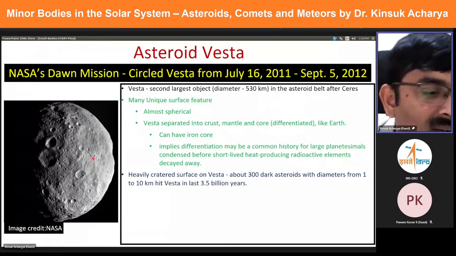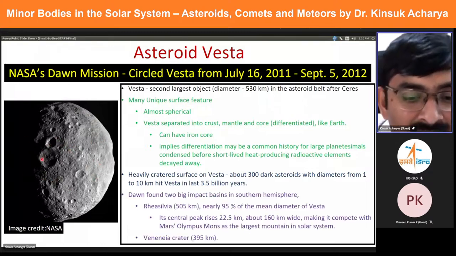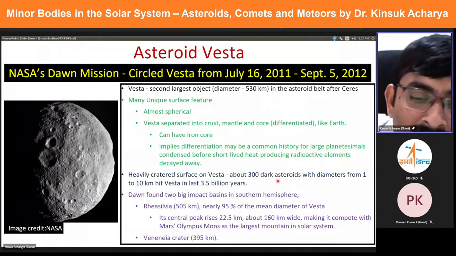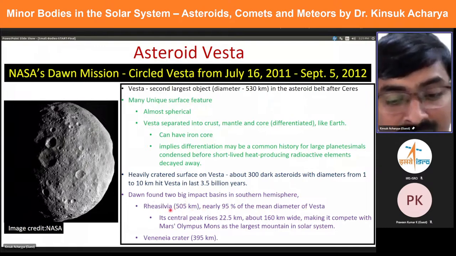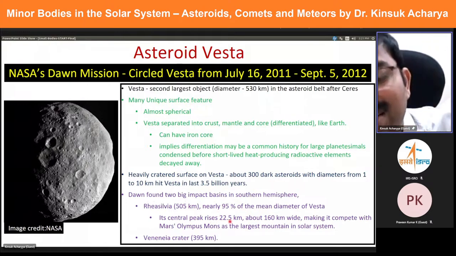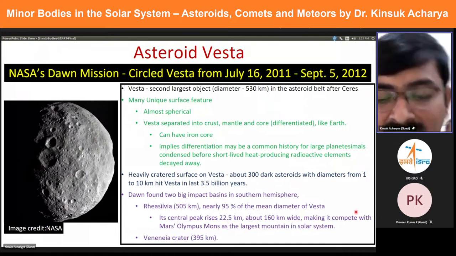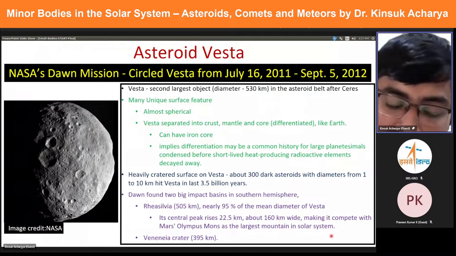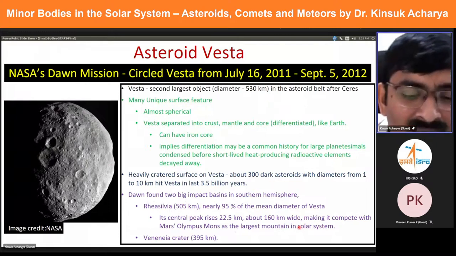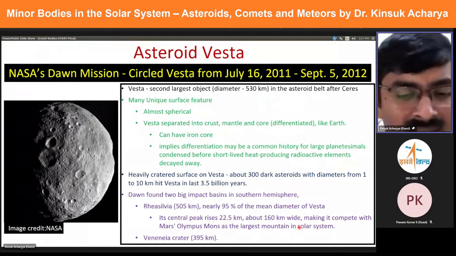It is also found to be heavily cratered. You can see here a large number of craters, and some of them are very big. There is a very big impact basin in the southern hemisphere called Rheasilvia, whose central peak is as high as 22.5 kilometers. That is almost 2.5 times Mount Everest, and it is one of the highest peaks, like Olympus Mons of Mars. And there is also another bigger crater. So we can understand that a very large object hit this asteroid.